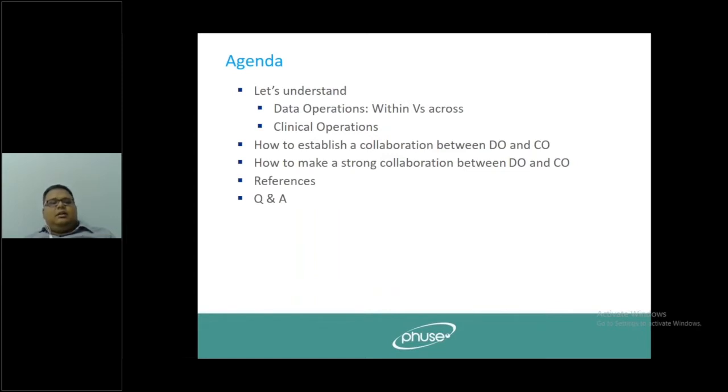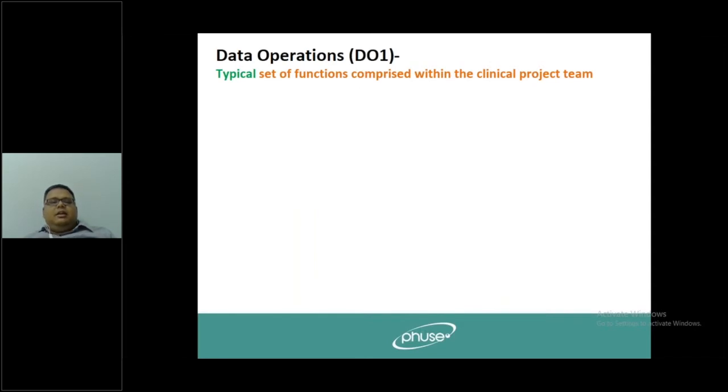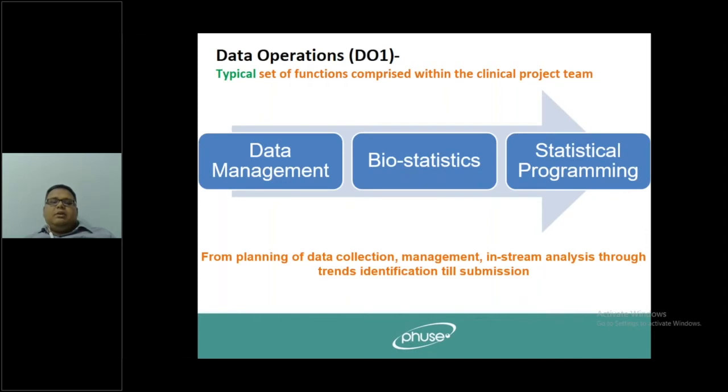So let's understand the landscape. Most of the audience attending today, even those who have just started their careers, will be able to easily correlate how things work at a typical clinical development project team level. There are team members from data management, biostatistics and statistical programming, as we have seen from the various presenters since morning, representing different line functions. So what are their typical roles?